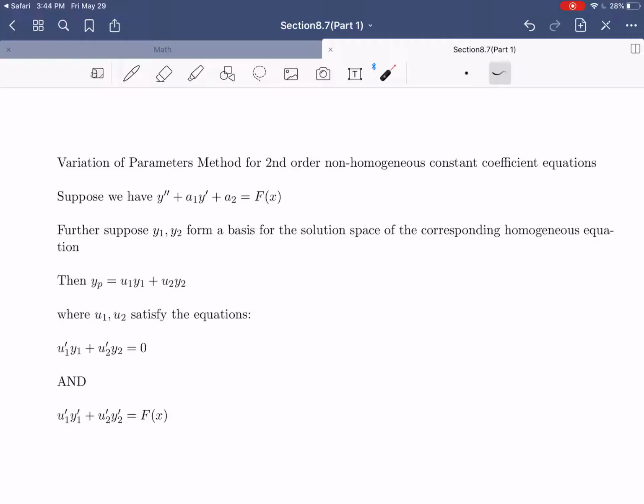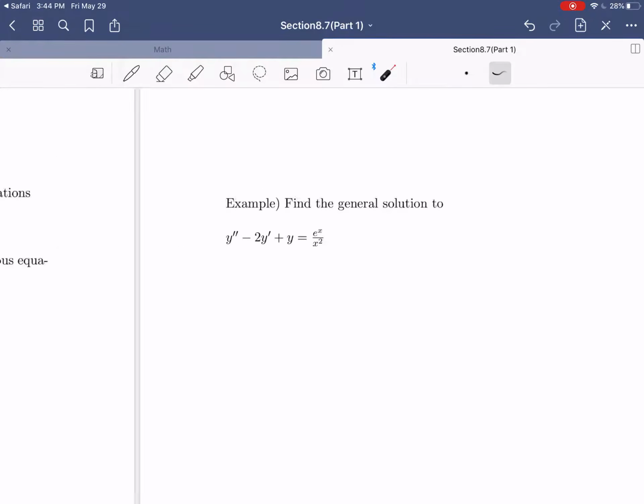Let's take a look at a couple examples of this. As we'll see when we do these examples, this is a computationally intensive approach. It is definitely not as clean as the annihilator method, but it does have a wider range of use because we don't need to have to know an annihilator for that f of x. But computationally, it is going to be pretty messy. So let's take a look at some examples here.